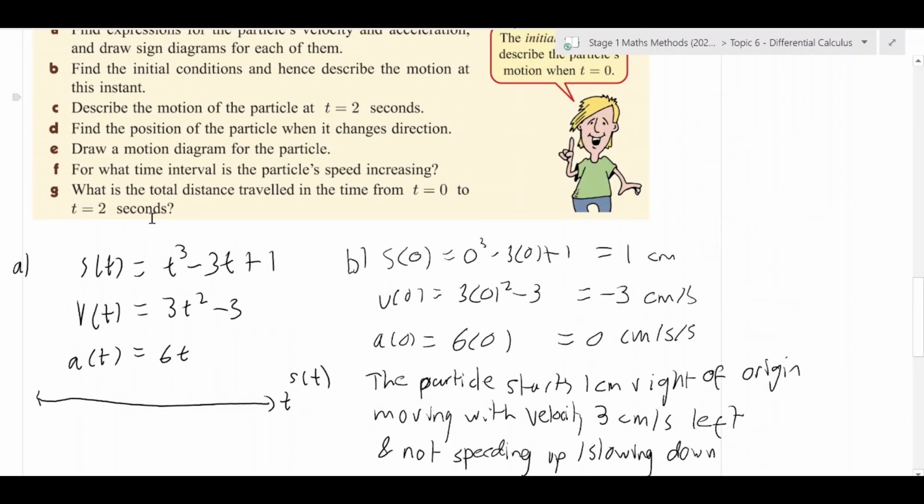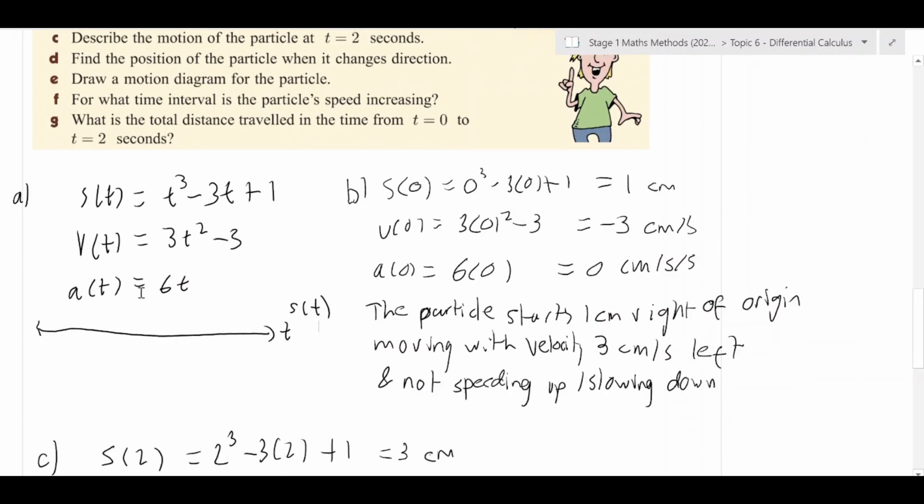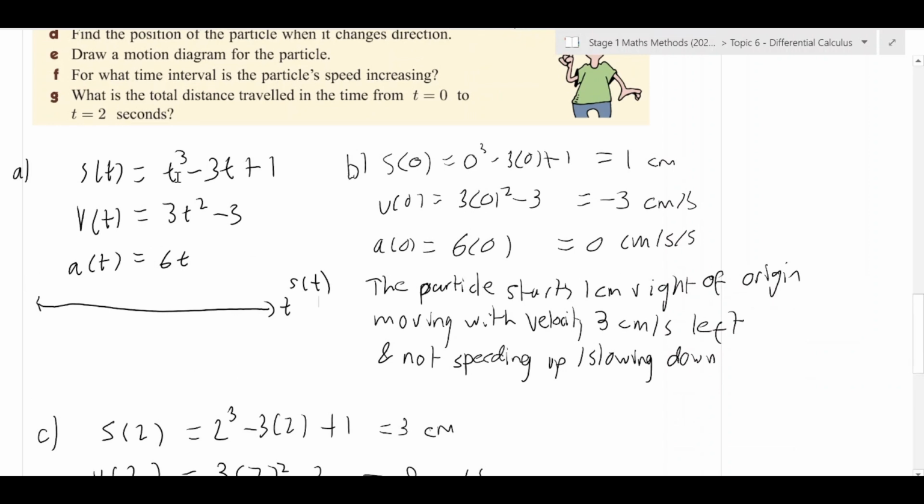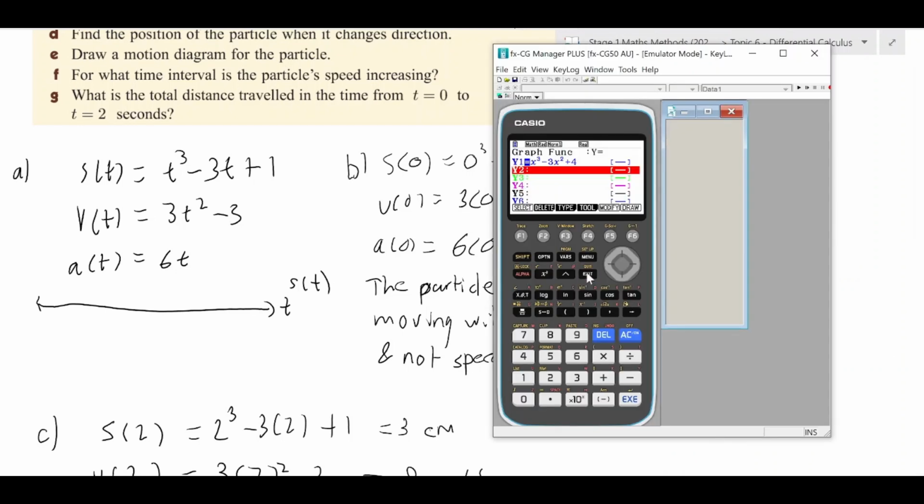So one thing we can do to solve the sign diagram for S of t is to actually just set it to 0. So t cubed take 3t plus 1 should equal 0. And we can actually just use the equation solver on the calculator to do that. You can use polysolve on a Texas to do that. So this is degree 3, 1 lot of t cubed plus 0 lots of t squared, take 3 lots of t plus 1. Solve that.